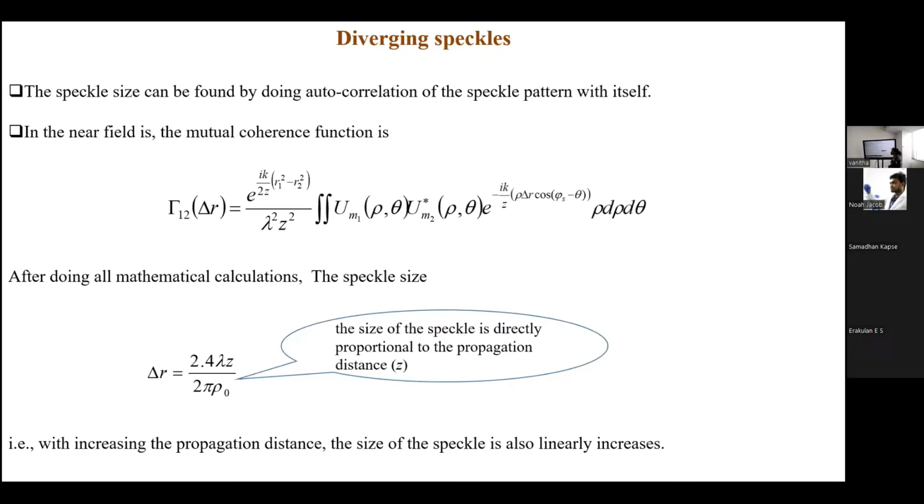As we can see here, the speckle size is directly proportional to the propagation distance, and it is independent of order. So from this equation, we can easily say that as we increase the propagation distance, the speckle size also increases.